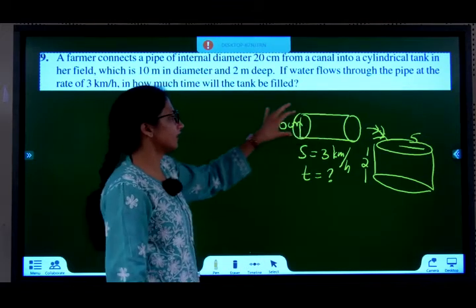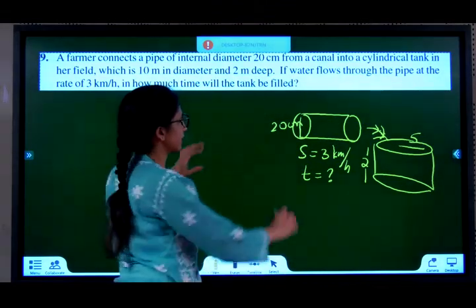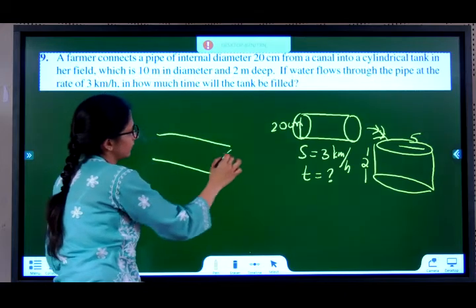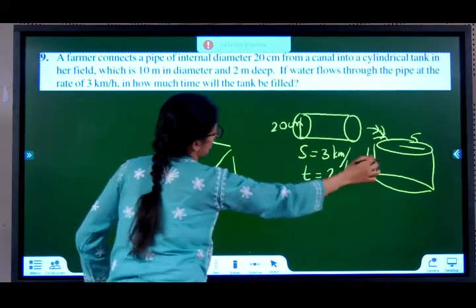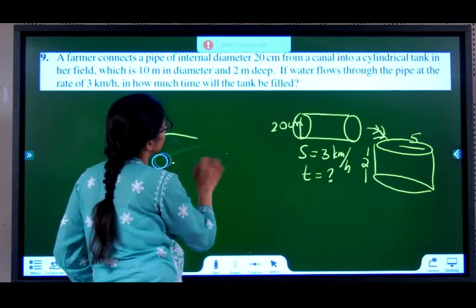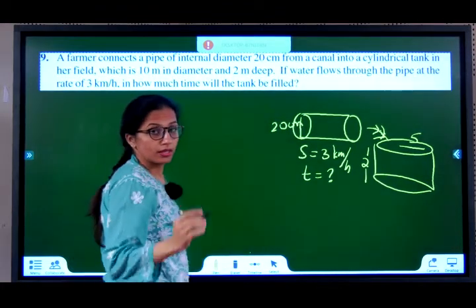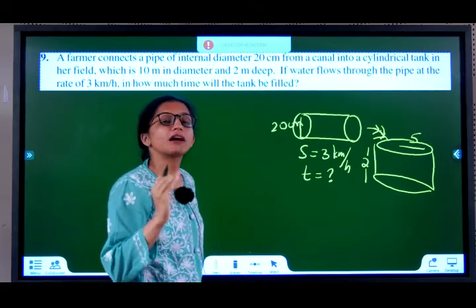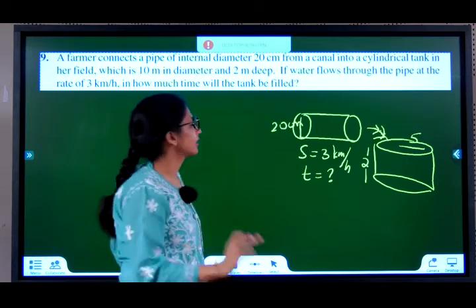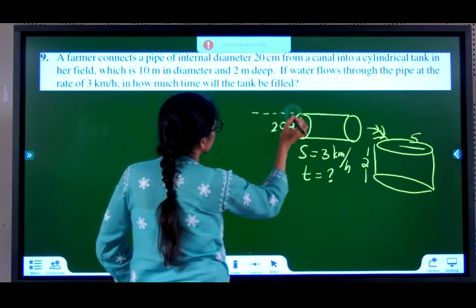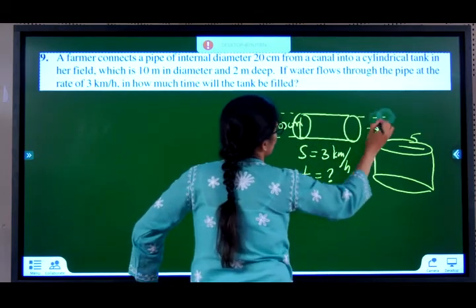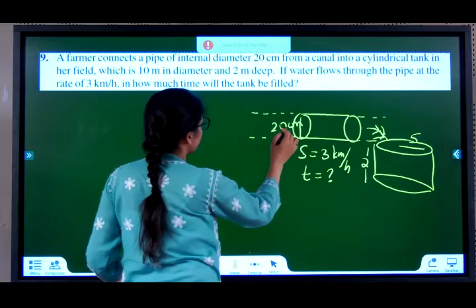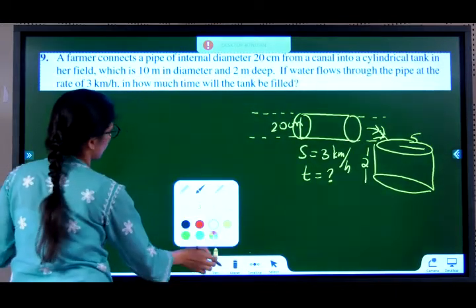Have they given the length of the canal? I mean the length of the pipe. It's connected to the canal and it's going to a cylindrical tank. So there is canal here. This pipe is connected from here to there. Have they given the length of the pipe? No. If pipe length or any length is not given, you will take apparent length to be speed into time. Same method we are going to do here. So we don't know this length, that is nothing but the height. So let's start this problem.